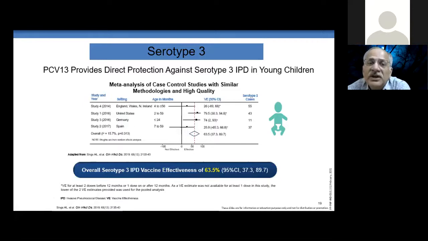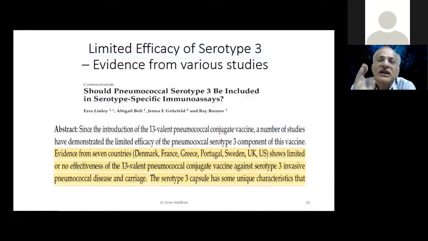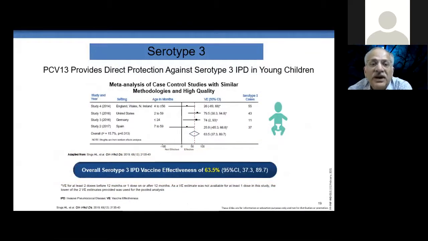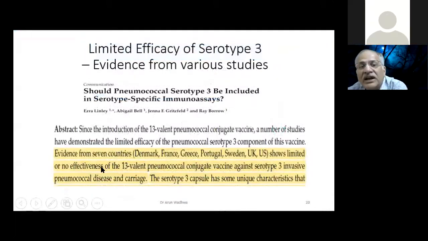That means it's not a very good serotype to have in your vaccine. If it's not there, there is no other serotype which will give you cross protection against 3. So it's good to have 3. But the point is that it's not a very good serotype because the protection is not there. Most likely it's limited because of the thick cell wall. Although I showed you 4 or 5 studies which showed that it has some protection, there are lots of other studies which show that it has no protection.